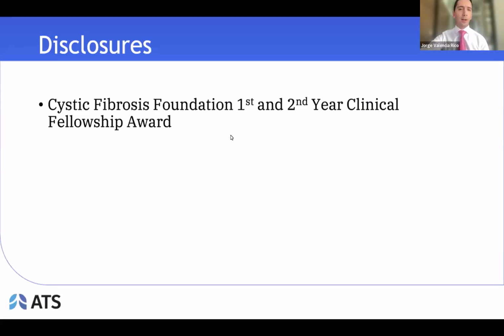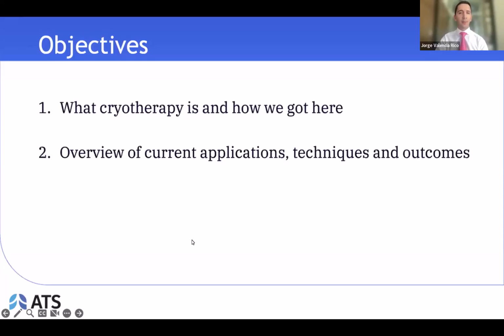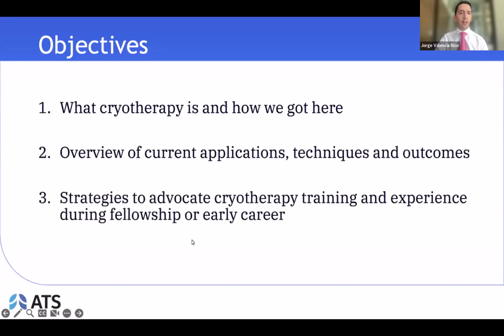So we're going to talk about pediatric interventional pulmonology, the topic of cryotherapy. It's a group of panelists, and we'll have some time at the end to chat more. We have three objectives today. The first one is to cover what cryotherapy is and how we got here, the overview of the current applications, techniques, and outcomes, as well as the strategies to advocate for cryotherapy training and experience both during fellowship and early career.